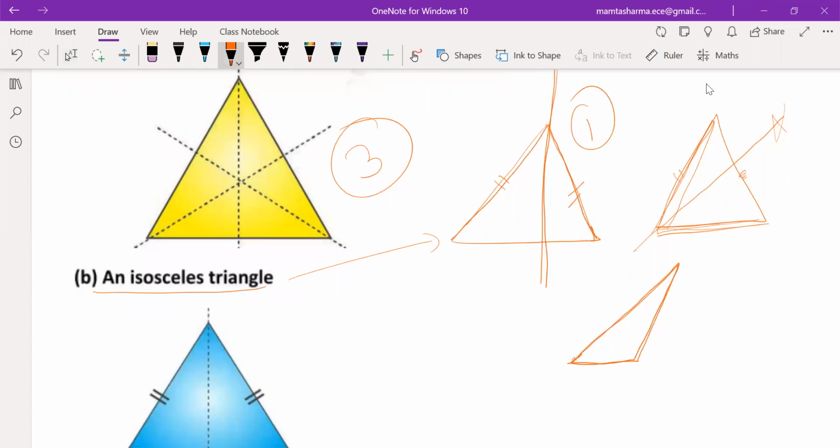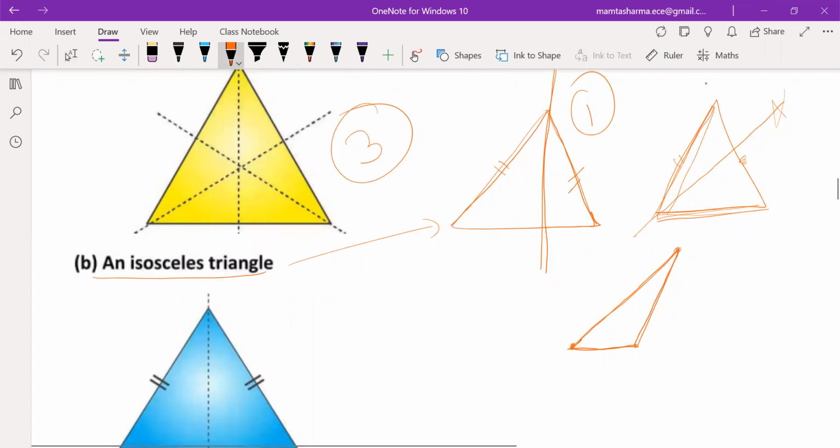How many lines can be drawn in a scalene triangle, right? Yes, ma'am, one minute. Ma'am, I think in that also it's three only. How? If you fold it along this line, are they equal? Are these two parts equal? No, ma'am. So this will not exist.